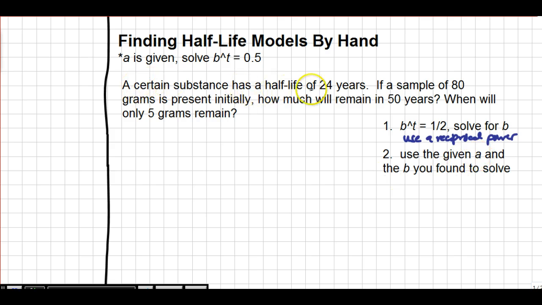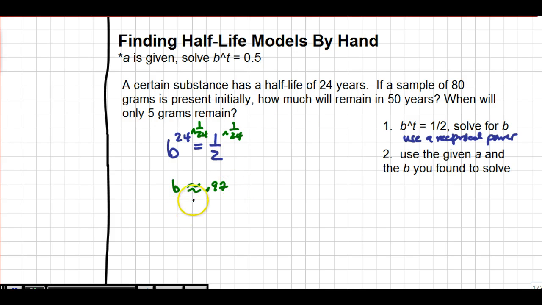So a certain substance has a half-life of 24 years. So we're going to say b to the 24 equals a half. To solve that, you use a reciprocal power to get the b alone. So I'm going to raise to the 1/24th power. When you type that in on your calculator, you end up with about 0.97. Again, pay attention to what they say to round to, because that will make a difference in your answer.